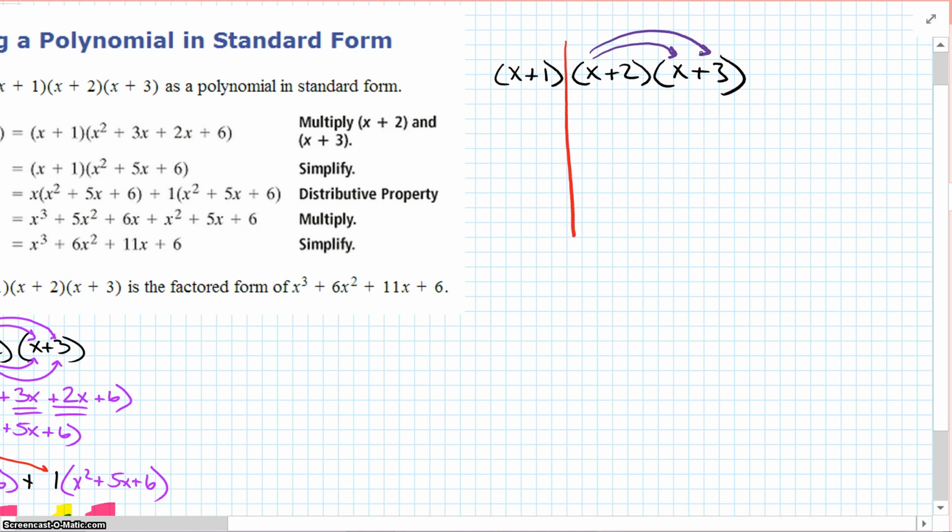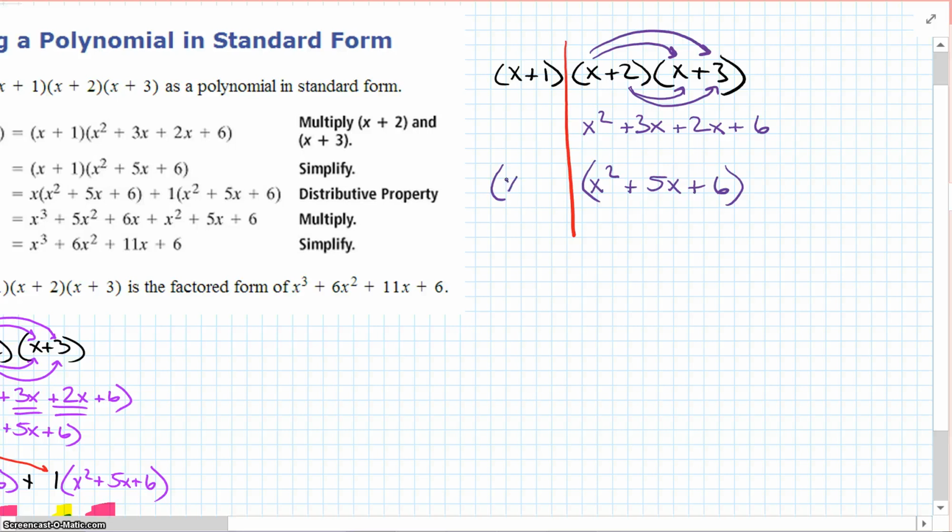So the first term, x times x, is x squared. X times 3 is 3x. Okay, no more terms in the second one. So we go to the second term of the first grouping. 2 times x is 2x. And then 2 times 3 is 6. Now we're going to sum like terms. So we're going to get x squared plus 3x plus 2x is 5x plus 6.